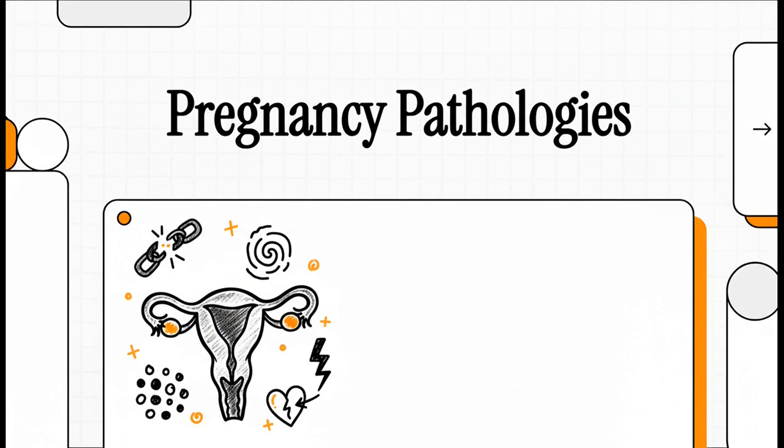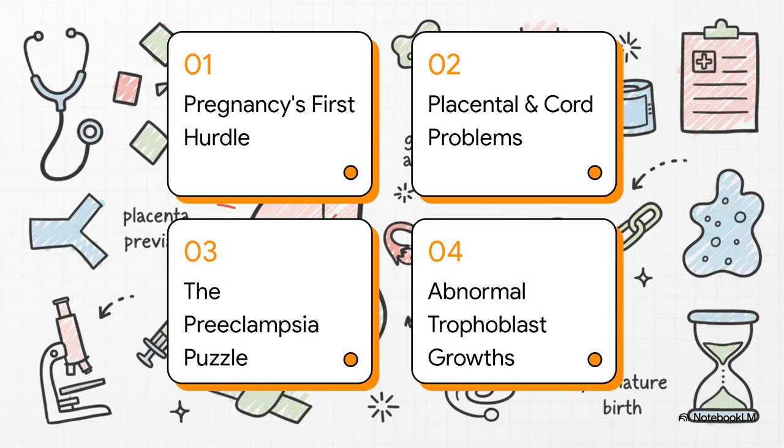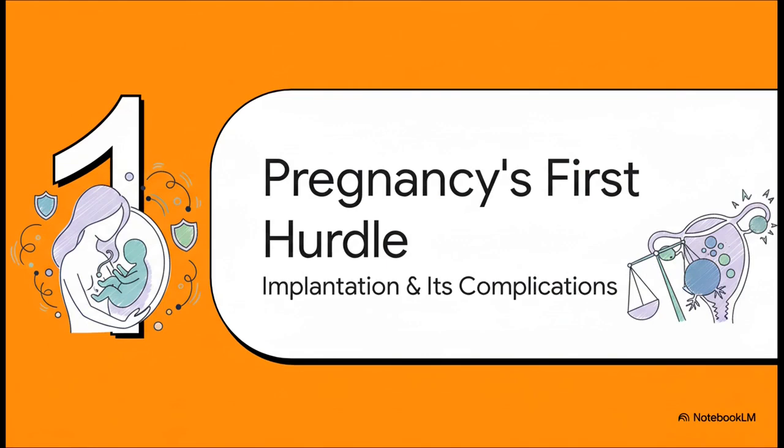So let's begin. Right, so what is on our agenda for today? We'll break it down into 4 main parts. First, we'll look at the very first challenge, implantation. Then, we'll discuss problems with the placenta and the umbilical cord, the baby's lifeline. After that, we tackle a big one, the great preeclampsia puzzle. And finally, we'll examine what happens when the placental tissue itself grows abnormally. Let's get started. Okay, section 1.